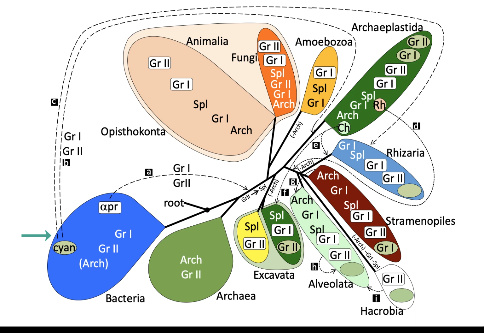Cyanobacteria carried group 1 and group 2 introns into the archaeplastida, as well as into the rhizaria, and then these have spread out in different ways into stramenopiles, alveolates, Excavata, amoebozoa, fungi, and animals. Some of those have come directly from either bacterial cells or archaeal cells, and others exist within the organelle still. But certainly the movement and transfer of these introns has been extensive over a period of billions of years.